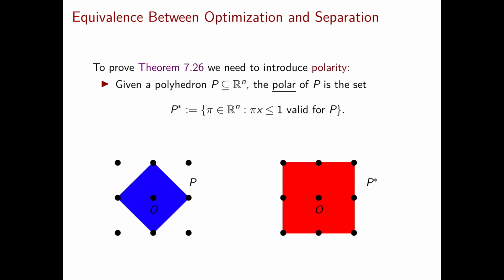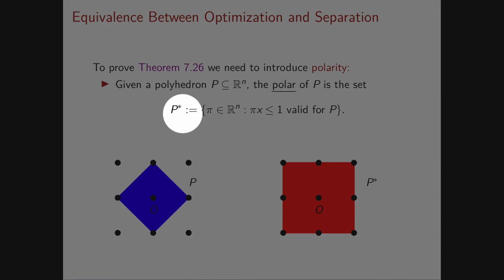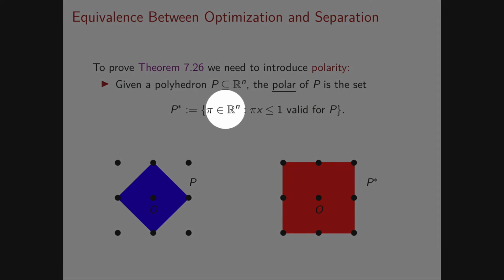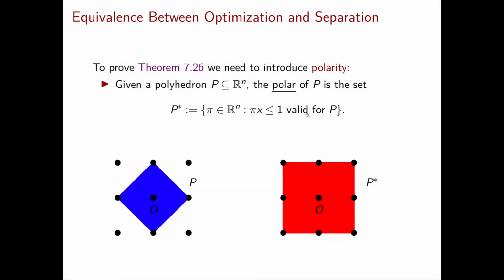On top of that, we need a concept that we have never discussed before, which is polarity. So let me state what is the polar of a given polyhedron P. The polar of P, which we're going to denote by P star, is the set of pi's in the same dimension as P, for which the inequality pi x less than or equal to 1 is valid for the polyhedron. So essentially, it is the set of left-hand sides of inequalities that are valid for P whenever they are scaled to have a right-hand side equal to 1.